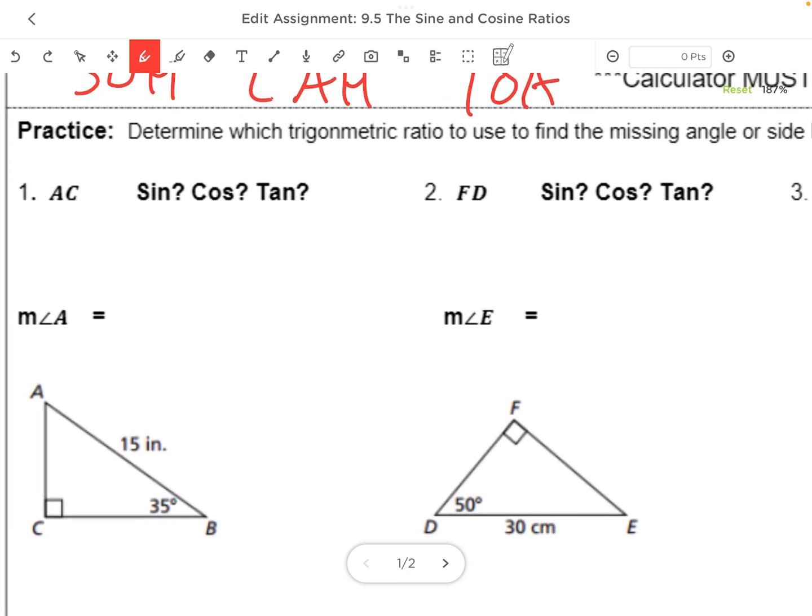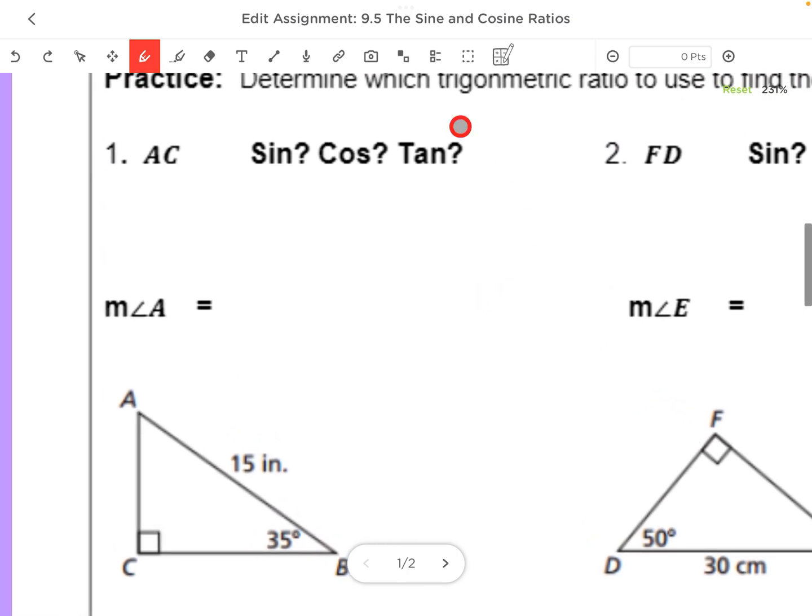We said, which one are we going to use? Sine, cosine, or tangent? This one's asking for AC. This is 1A. If we're trying to find AC, let's go ahead and mark AC. That's what we're trying to find, right? We're going to label it with an X. From the perspective of 35, that's the angle that we're working with. Let's go ahead and label the sides. First off, I know this is the hypotenuse. This has to be the opposite side, and this has to be the adjacent then.